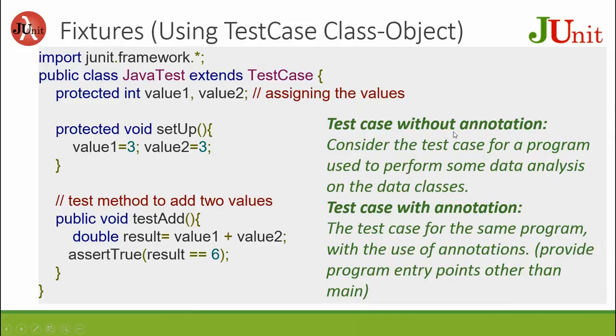In this test case without annotation, we basically have two methods, setup and test method. And there is a teardown. You can add a teardown. But it is extending the TestCase. This TestCase is in the framework for JUnit. This is the older version for JUnit 3 and older. But it is still supported by JUnit 4. Each test case is actually one class.